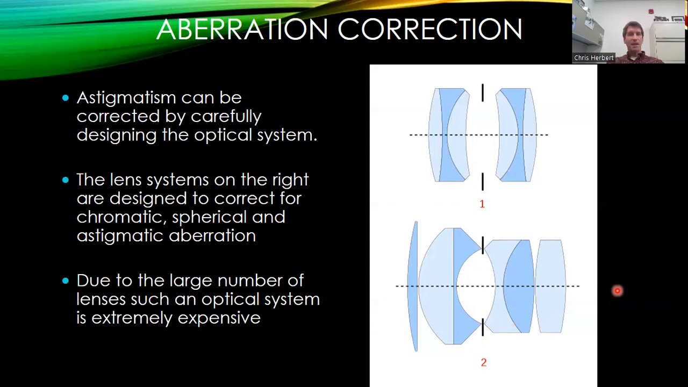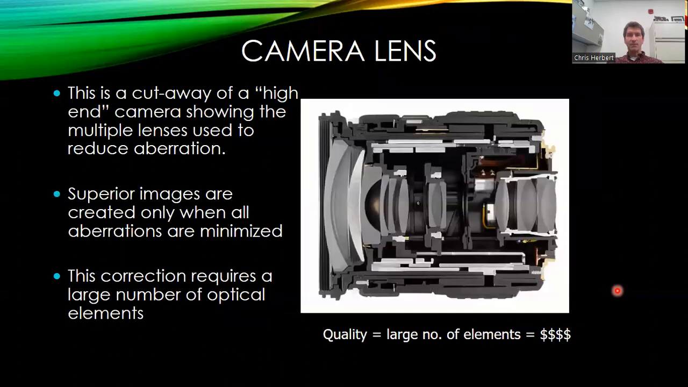You have to balance everything at once. You can't just design a lens and say, I'm going to correct for chromatic aberration, and then tweak it and say, well, now I'm going to correct for spherical aberration. Everything has to be done at once. And that creates a real challenge for optical engineers.